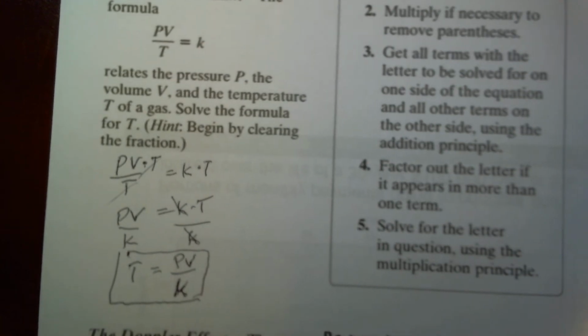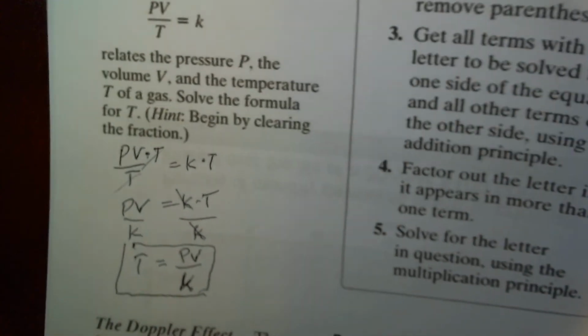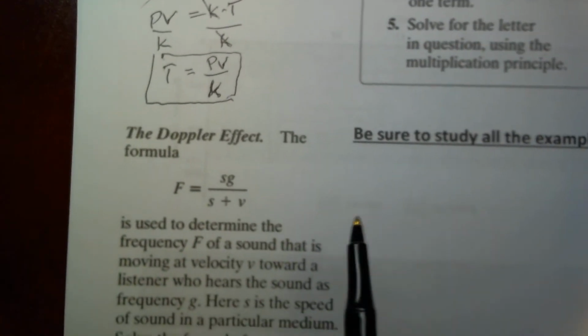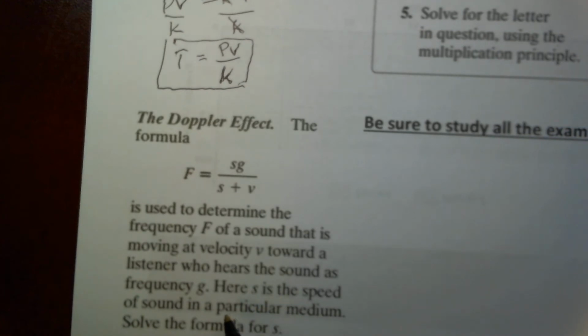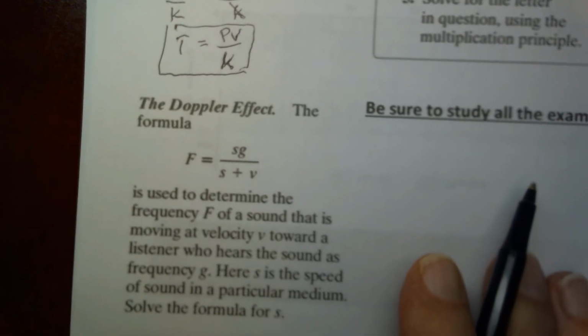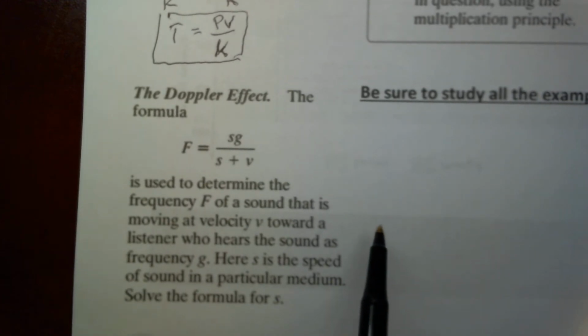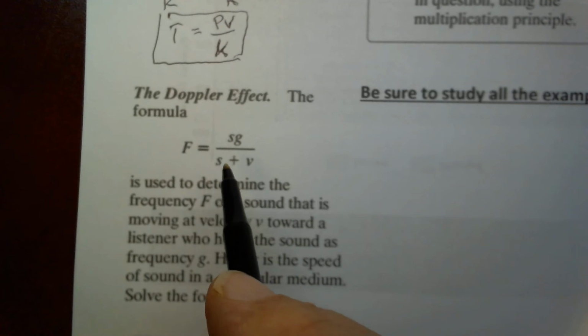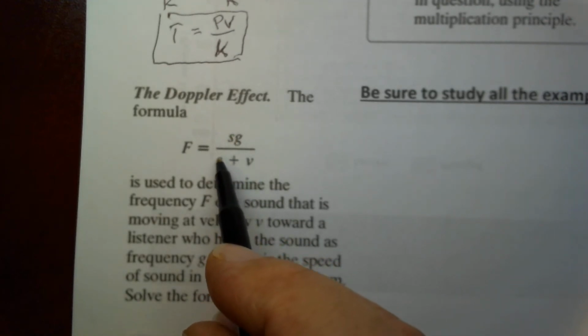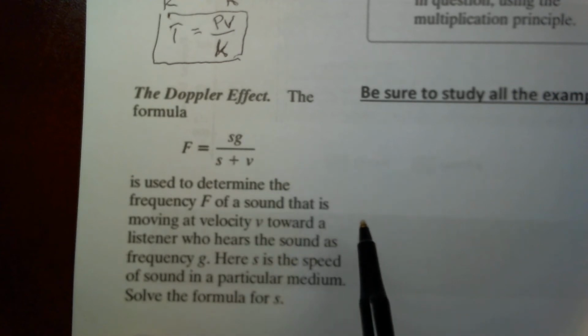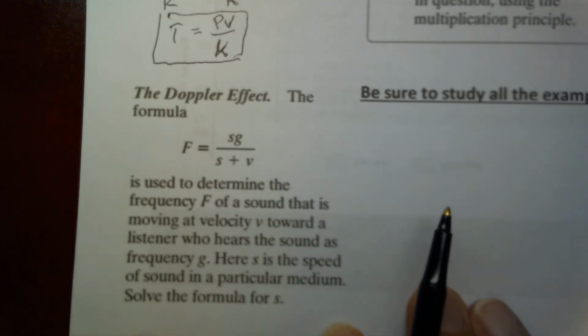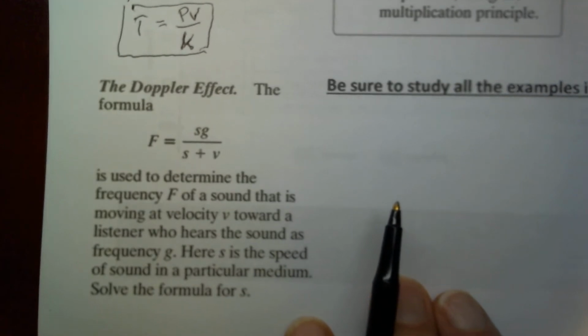And the next example is the so-called Doppler effect that's used to determine the frequency f of a sound that is moving at a velocity v towards a listener who hears the sound as frequency g. Here S is the speed of sound in a particular medium. Solve the formula for S. So that's the letter S here in the numerator and the letter S in the denominator. And by the way, the Doppler effect is used also for radar, like speed guns and all of that.